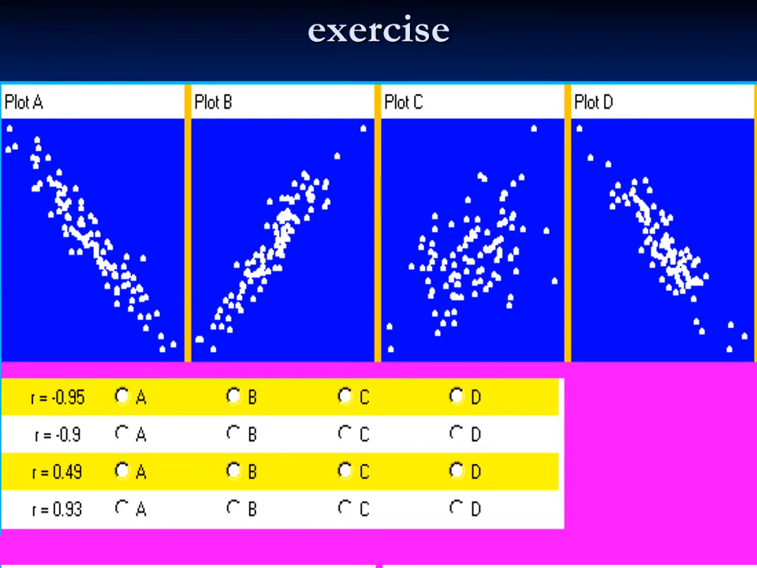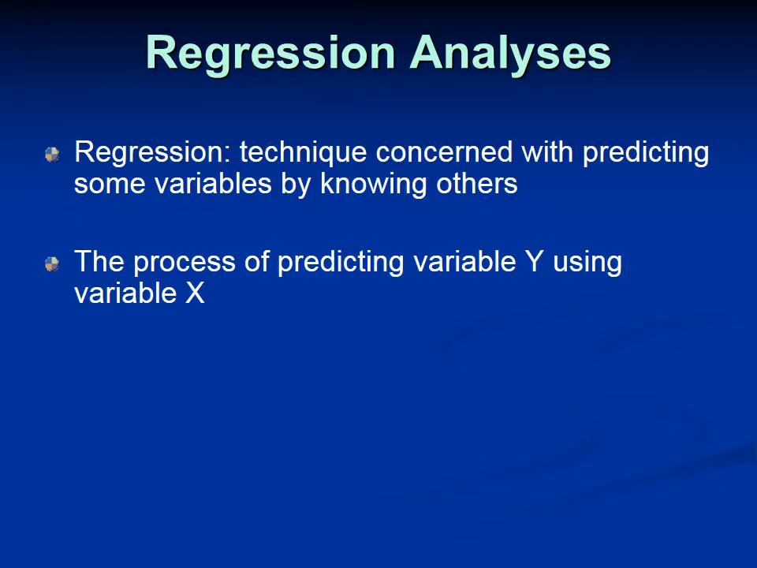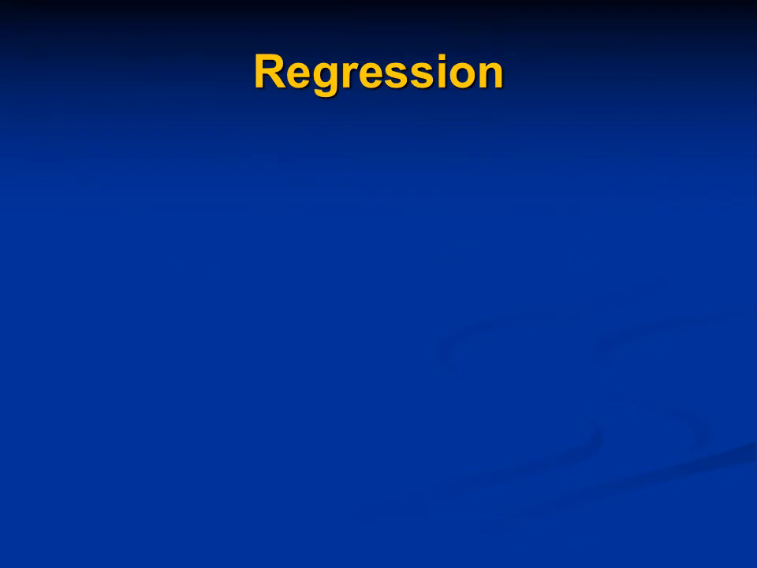So this was just an exercise that you can try out later on, and see whether you can perfect your interpretation of correlation coefficients after you've finished computing your answers. Now we are going to look at regression analysis. Regression analysis is another technique that provides us with a version of understanding how the variables are related. Regression technique is concerned with predicting some variables by knowing others. It helps in prediction, the process of predicting variable Y using variable X. That is what regression is all about.